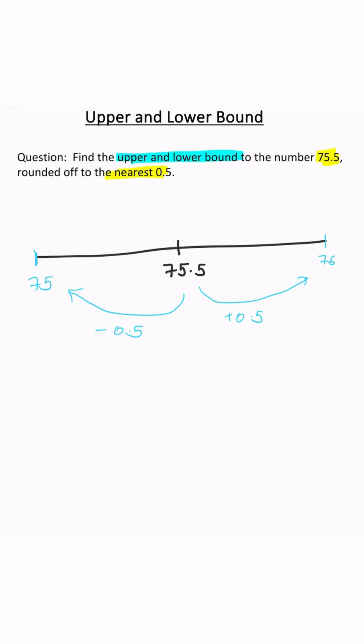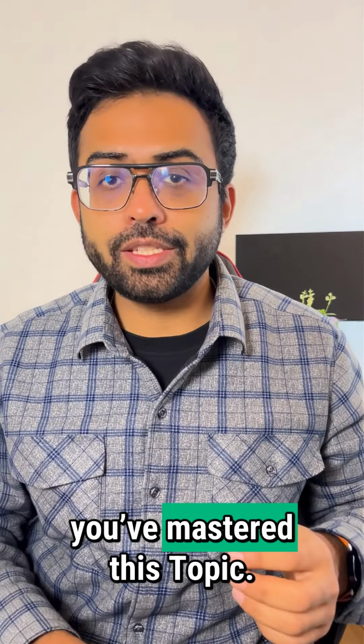So the middle value between 75.5 and 76 is 75.75, and the middle value between 75 and 75.5 is 75.25. So the lower bound is 75.25 and the upper bound is 75.75. Now let's see if you've mastered this topic.